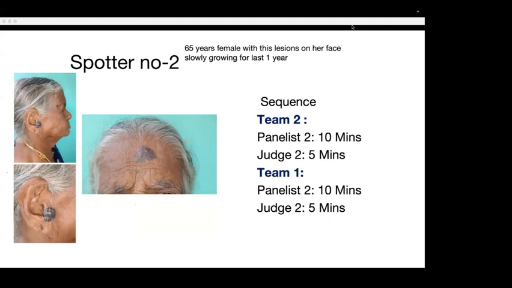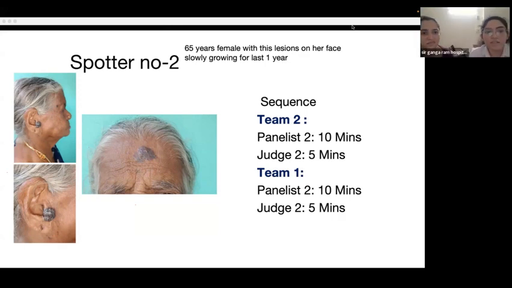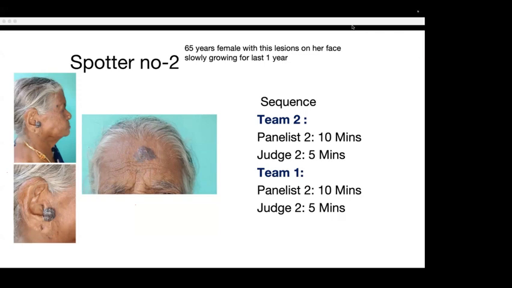Now, girls, you have seen these pictures and there is a little history over there. What is your clinical diagnosis, just seeing from this picture? You can give a differential diagnosis later. Most probable clinical diagnosis. So most probably we think that it could be malignant melanoma.